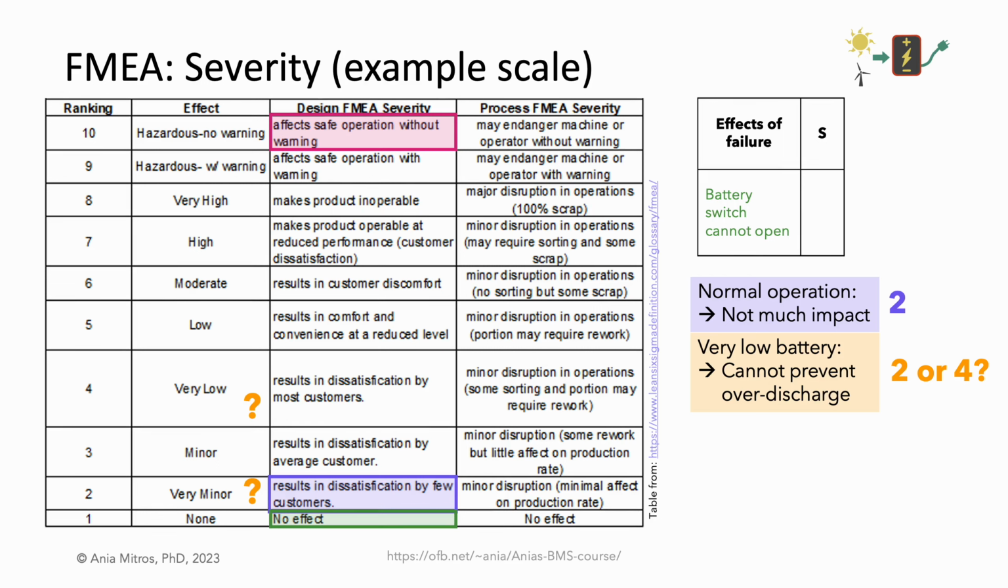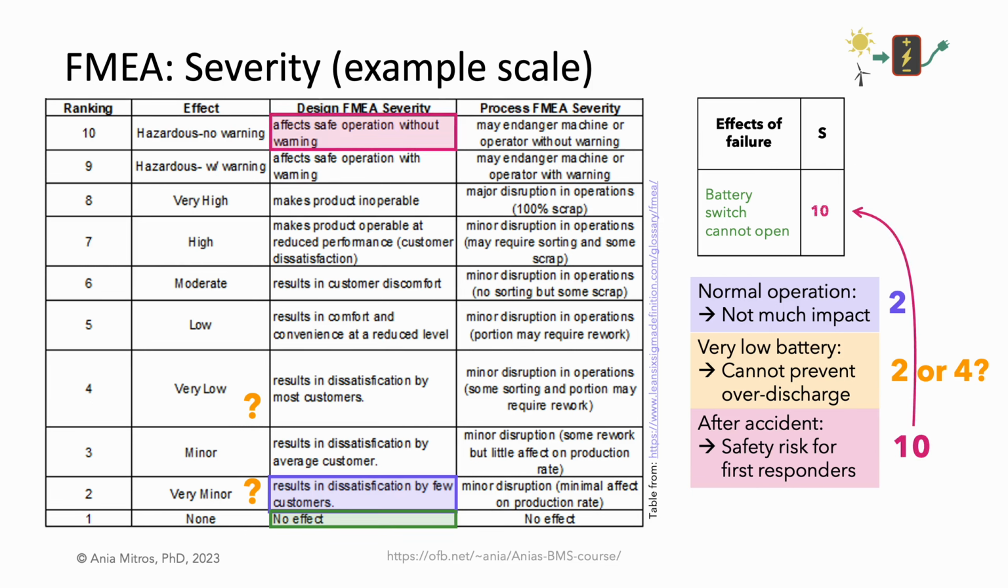Contactors should open after an accident to protect first responders in case some part of the high voltage system has been damaged, shorting to some other part of the vehicle. In this case, the battery switch being unable to open affects safety without warning. So, for our table, I would write down a severity of 10, since that's the worst impact of a battery switch being unable to open.